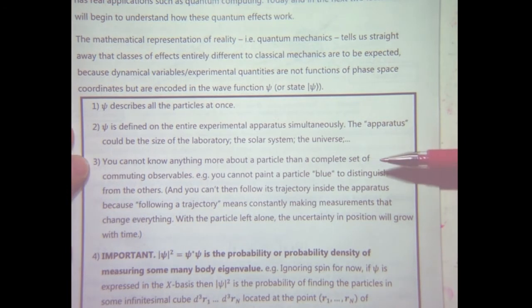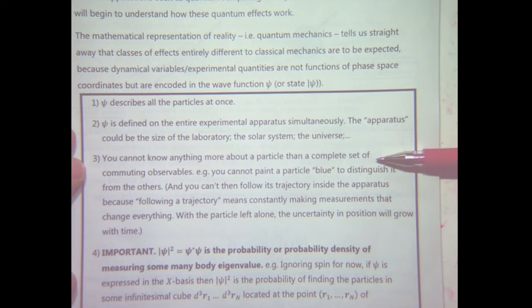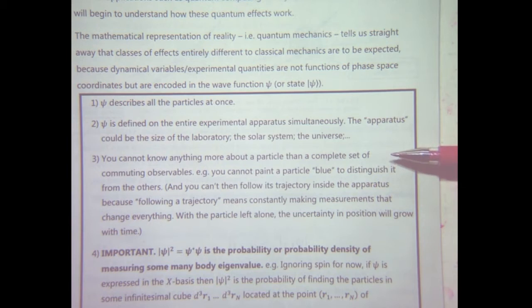Now this next one: you cannot know anything more about a particle, I'm talking about a particle in the quantum mechanical limit, than a complete set of commuting observables. That means, for example, you can't paint a particle a particular colour, your favourite colour, and follow it in an apparatus, because painting a colour does not correspond to an observable. Maybe it's possible to label the atom using some other particle, maybe put an extra electron on it, but then you've changed the system. It's not identical to all the other particles anymore.